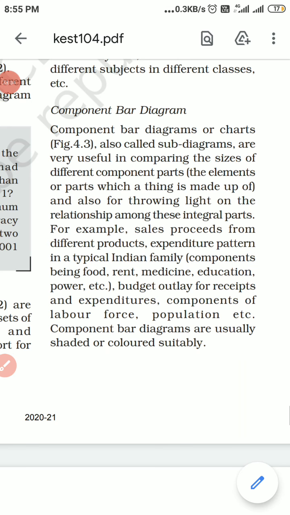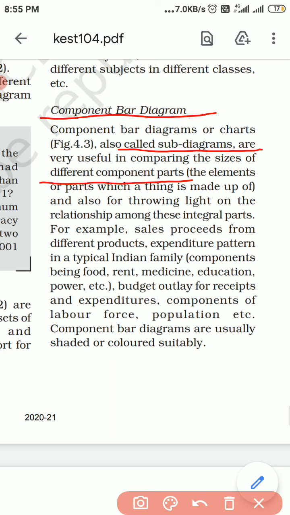Next is our component bar diagram. It means you can show the information in a single bar about the different components, means different parts. Many parts can be shown in a single bar, and likewise in another bar the same information can be shown. So this is called our component bar diagram, and its another name is subdivided bar diagram also.